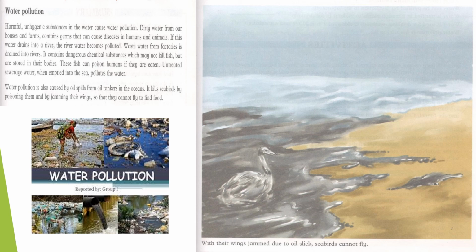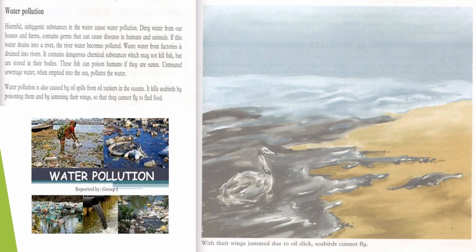Harmful, unhygienic substances in the water cause water pollution. Dirty water from our houses and farms contains germs that can cause diseases in humans and animals. If this water drains into the river, the water becomes polluted. Wastewater from the factories, as you see in the diagram, is drained into the river. It contains dangerous chemical substances which may not kill the fish but are stored in their bodies. These fish can poison humans if they are eaten.